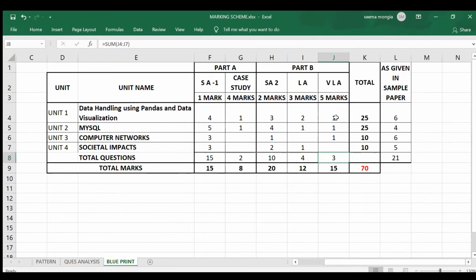Now, of these 3 questions, one question will be from pandas. Pandas has 2 parts. In fact, we can say it's categorized into 3 parts. One is series, second is data frames, and third is data visualization, the graphs. As per the CBSE paper being released, the 5 marker question is given from the data frames.